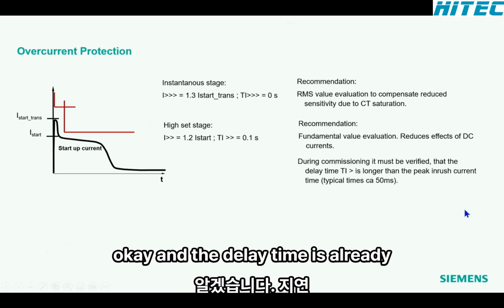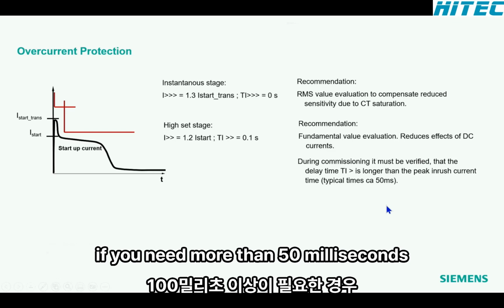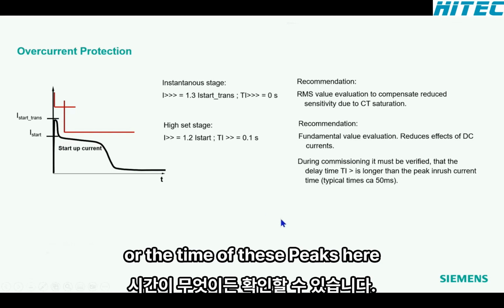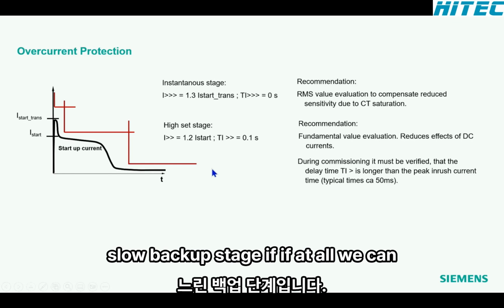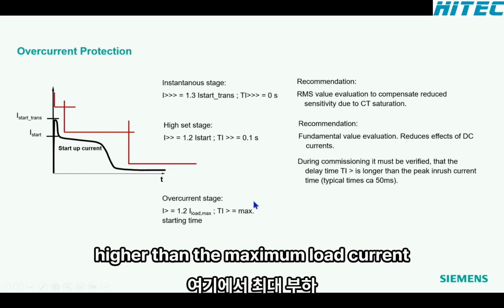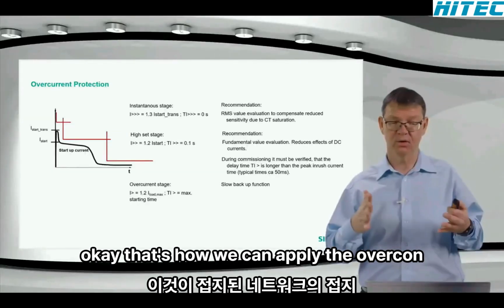Okay, and the delay time is already mentioned. You can check that during the commissioning. If you need more than 50 milliseconds, 100 milliseconds, whatever is the value, the time of these peaks here. Okay, and finally here, this relatively slow backup stage, if at all we can apply such a thing, then we need to be higher than the maximum load current here. Okay, that's how we can apply the overcurrent protection.